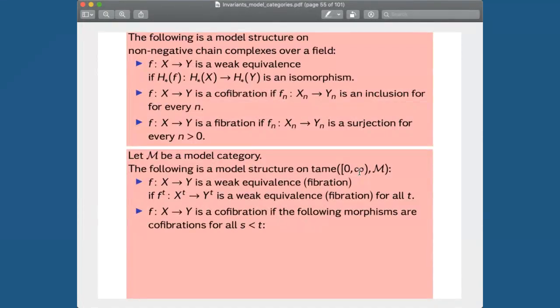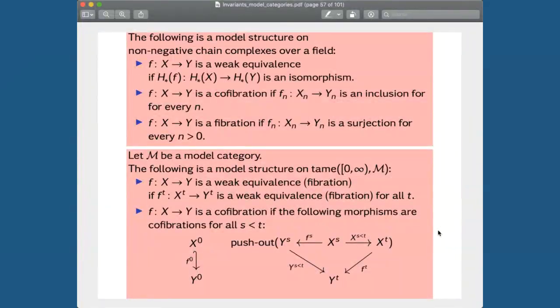So a map is a cofibration if the following morphisms are cofibrations for all pairs. I want that at time zero it's a cofibration, and at times s and t, because this is a map from x to y, we have this commuting square. Those are transition functions for x, this is a transition function for y, and those are the maps induced by f. Because of commutativity of this square, I have a map from a pushout into y at time t, and I want that map from the pushout to y_t to be a cofibration. Again, there's a theorem that these collections of weak equivalences, cofibrations and fibrations satisfy the needed axioms.